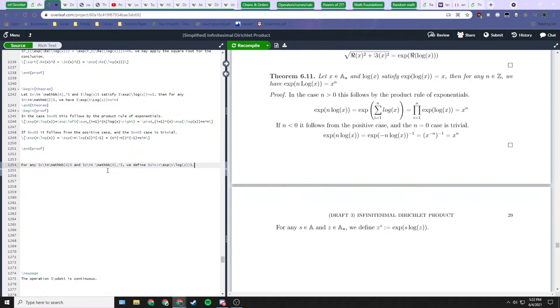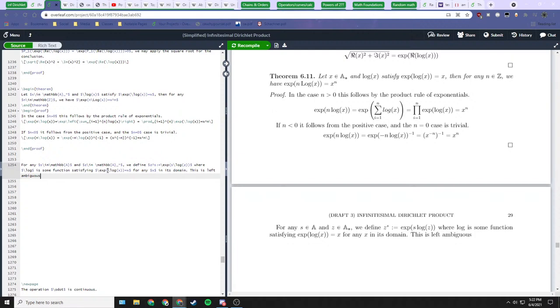And then we can say where log is some function satisfying exp log x equals x for any x in the domain. Actually, yeah, this is less ambiguous. Actually, we can say in the case s is an integer, this selection is unambiguous.